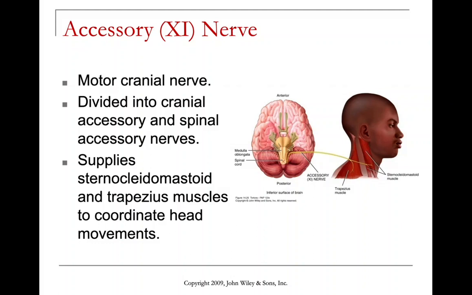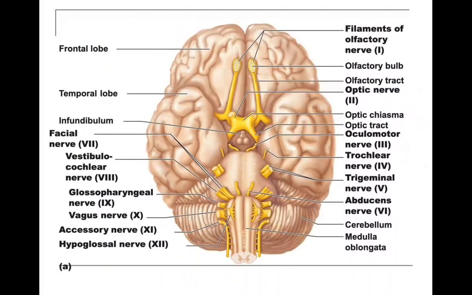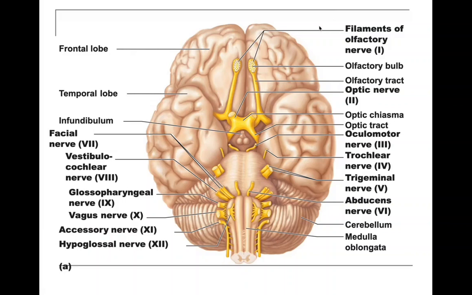The accessory nerve is a motor cranial nerve. It's divided into the cranial and spinal accessory nerves. It's going to supply the sternocleidomastoid and trapezius to help coordinate head movements. Hypoglossal nerve is motor. It's going to conduct nerve impulses for speech and swallowing. So this shows where they come off on the bottom of the brain. They are in order from front to back, which makes it a little bit easier to remember and identify them.